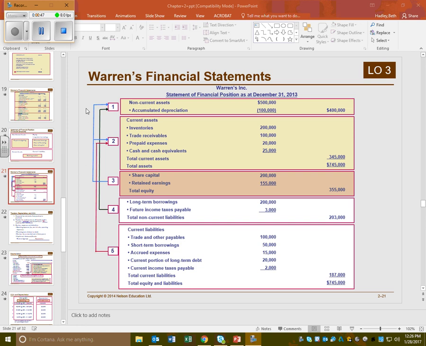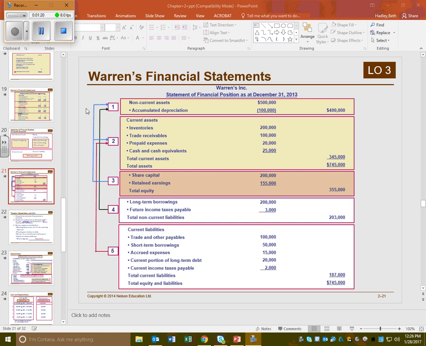Then we have our current assets, cash, accounts receivable, inventory, and such to give us total assets of 745,000. Then we have our share capital, as you saw coming from the previous stage. We've already talked about this to give our equity of 355,000. Then we have our non-current liabilities, and our non-current liabilities are made up of long-term borrowings for 200,000. Maybe it's a bank loan.